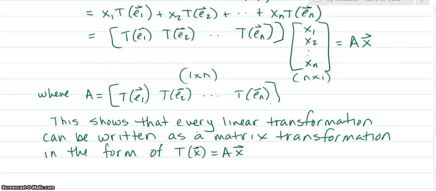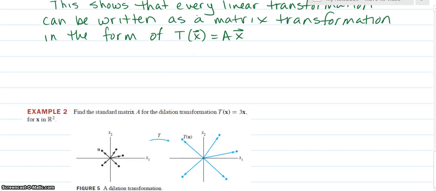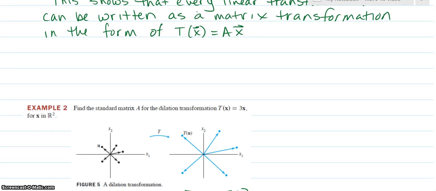So let's try an example. Let's look at example 2. Example 2 is an example of a dilation transformation. It says find the standard matrix A for a dilation transformation of T of x equals 3x for x in R2. So a dilation matrix of 3x. If you take this u right here, you multiply it by 3, it's going to dilate it, 3 times u. It's going to make it 3 times as long.